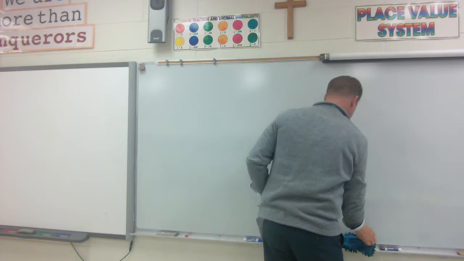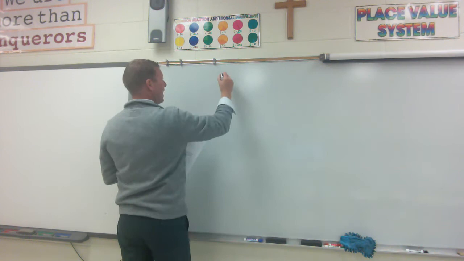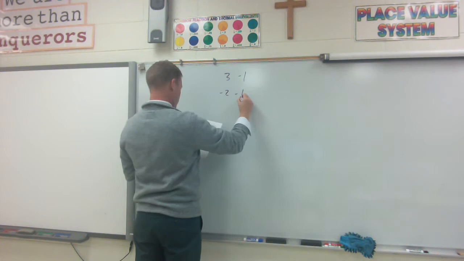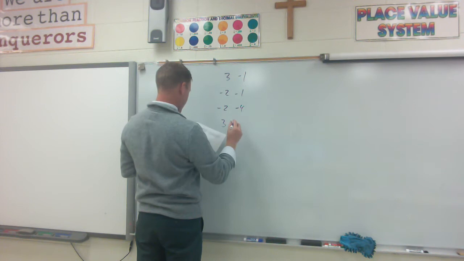Switch colors, see if we can find a marker that's working a little better. Okay, I'm writing down the numbers. I have 3 and negative 1. I have negative 2 and negative 1. I have negative 2 and negative 4. And I have 3 and negative 4. Okay, parentheses, so it looks like coordinates.